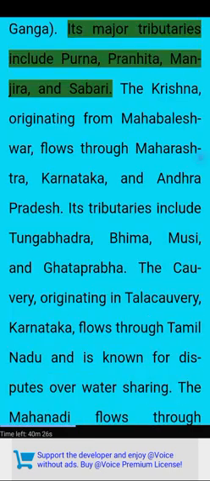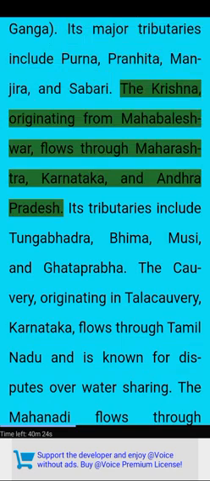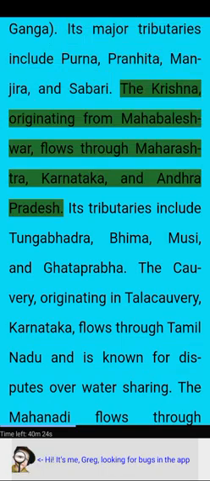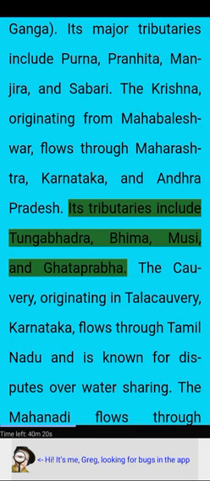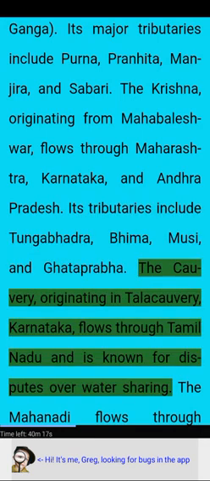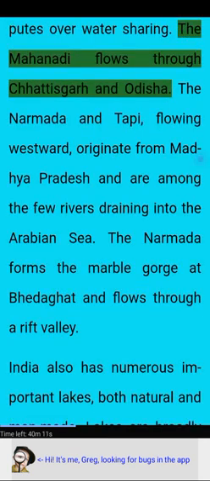Its major tributaries include Purna, Pranhita, Manjira, and Sabari. The Krishna, originating from Mahabaleshwar, flows through Maharashtra, Karnataka, and Andhra Pradesh. Its tributaries include Tungabhadra, Bhima, Musi, and Ghataprabha. The Kaveri, originating in Talakaveri, Karnataka, flows through Tamil Nadu and is known for disputes over water sharing. The Mahanadi flows through Chhattisgarh and Odisha.